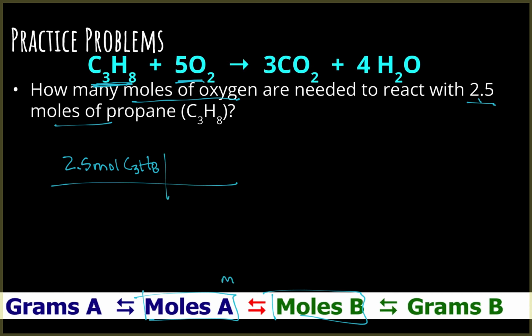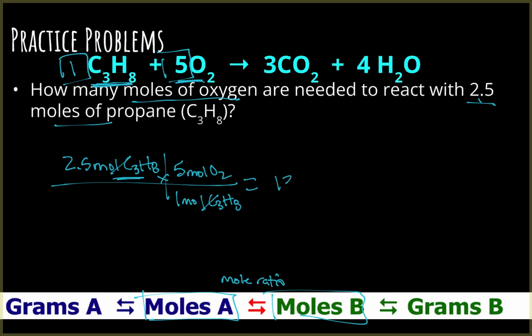I'm going to use a mole ratio to get from moles of one to moles of something else. So again, the ratio is my coefficients. C3H8 goes on the bottom. So 1 mole, that comes from there again, C3H8, to 5 moles of O2. Moles of C3H8 cancels. Multiply across, divide top to bottom, and I get 13 moles of O2. Again, rounding to sig figs. So 2 sig figs here, 2 sig figs in my answer.